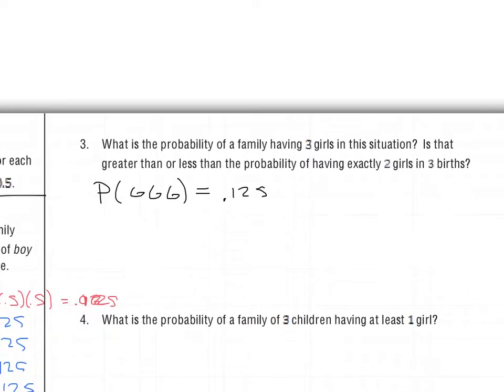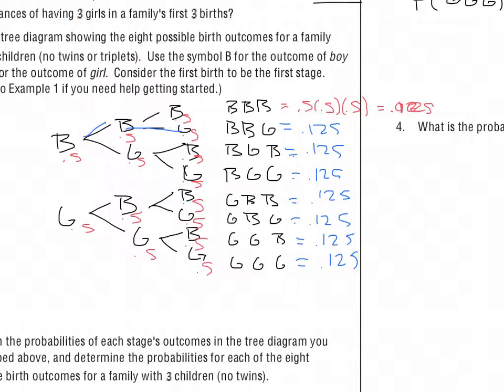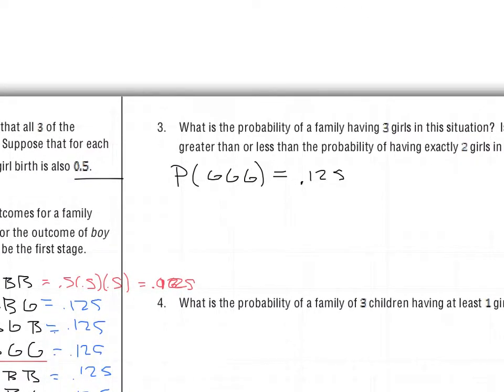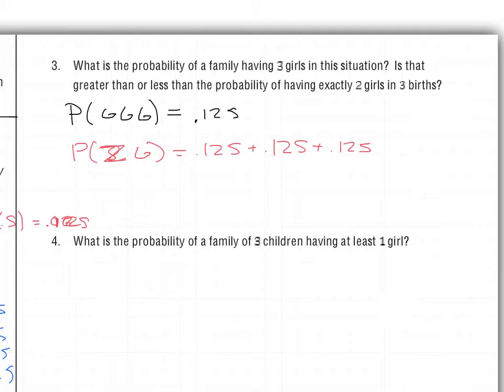And it's asking, is this greater than or less than the probability of having exactly 2 girls in the 3 births? So when we look through this, having exactly 2 girls, that's actually 1, 2, 3 different outcomes. So the probability of 2 girls would be 0.125 plus 0.125 plus 0.125. So obviously that probability of 2 girls is going to be greater than the probability of having 3 girls.